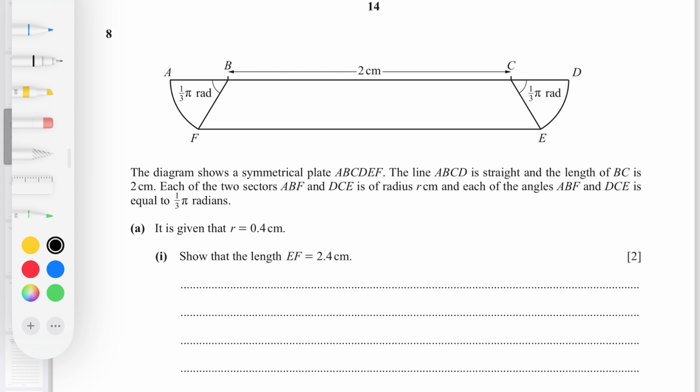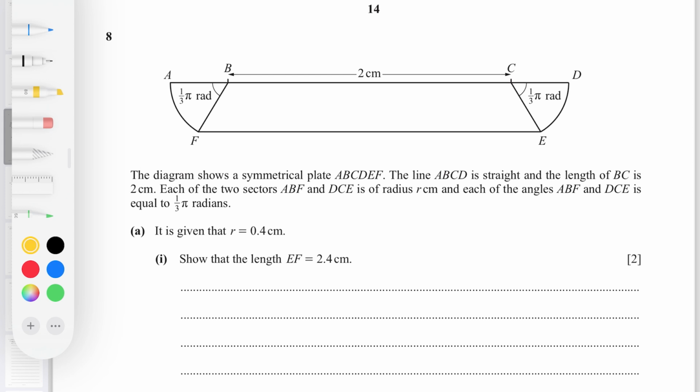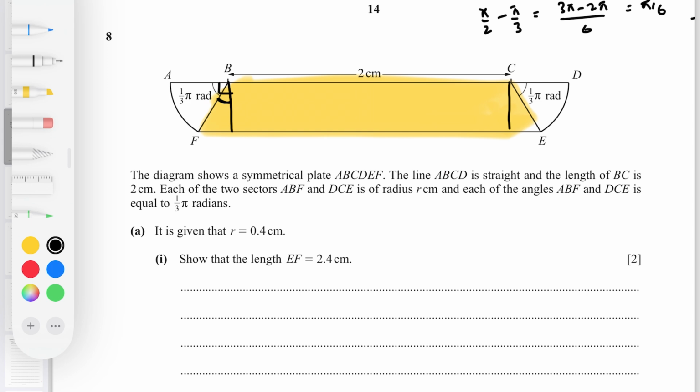Alright, so let's work on the diagram. We can see that this is a trapezium. Alright, let's draw perpendicular lines. So this is 90 degrees, which means pi by 2. What will this angle be? Pi by 2 minus pi by 3 gives you pi by 6.